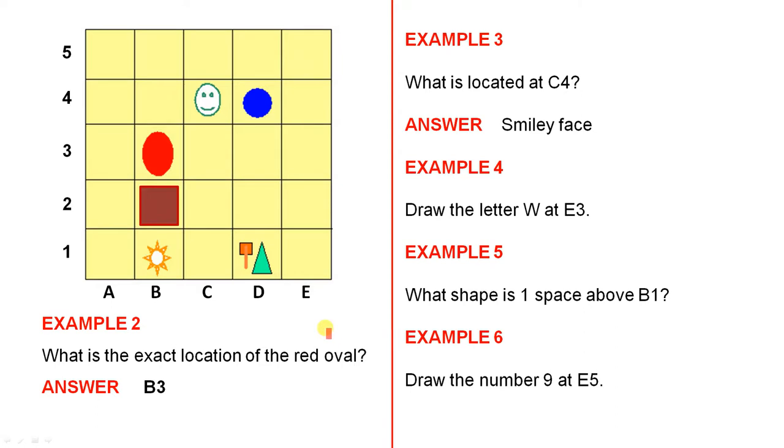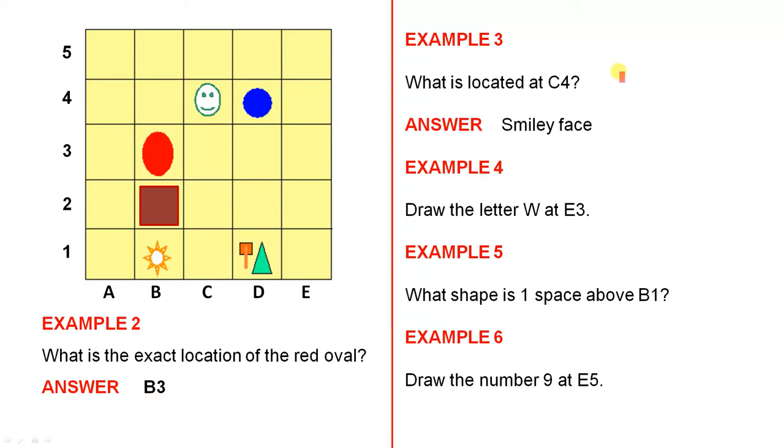Example 2. What is the exact location of the red oval? Now there's the red oval here. So we start at the beginning. Now let's move across until we're under the red oval. That gives us the letter B. Let's move up till we are on the square of the red oval. 1, 2, 3. So you can see that the exact location is B3.